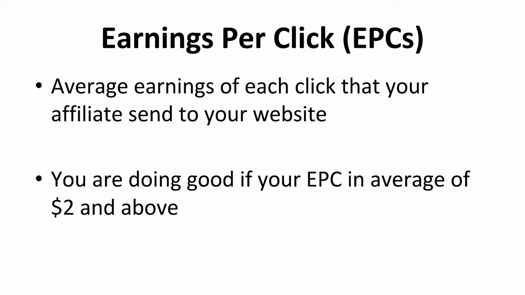In the beginning of this video, I mentioned how to use sales funnels to gain epic earnings per click, or in short, EPC. Now, I will elaborate and explain it, and will introduce the formula to calculate it too. EPC is the average earnings of each click that your affiliate or you send to your website. It involves your conversion rate. If your EPC averages about $2 and above, you are doing good.